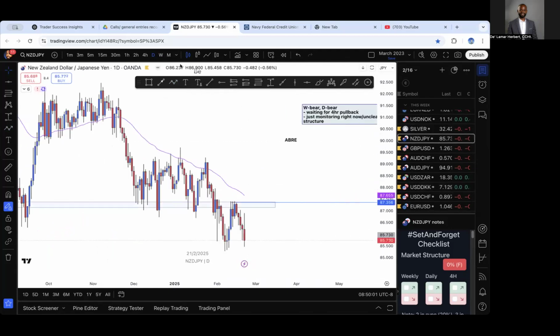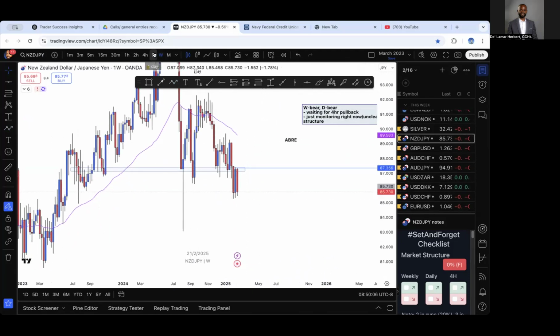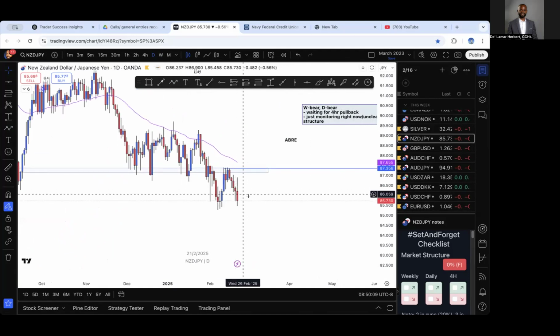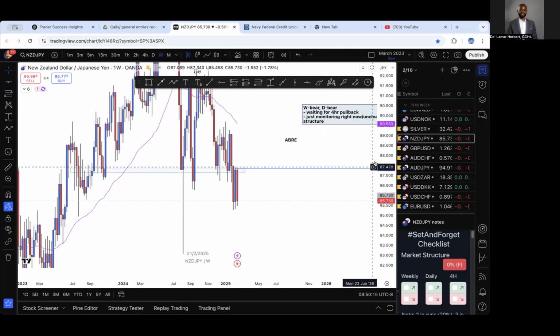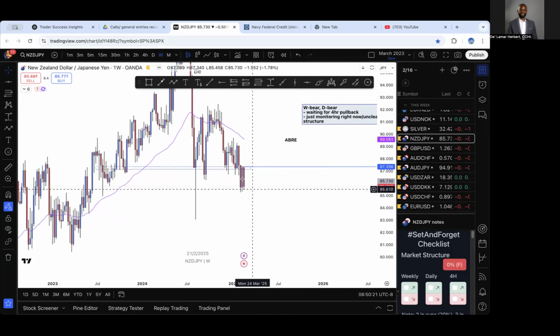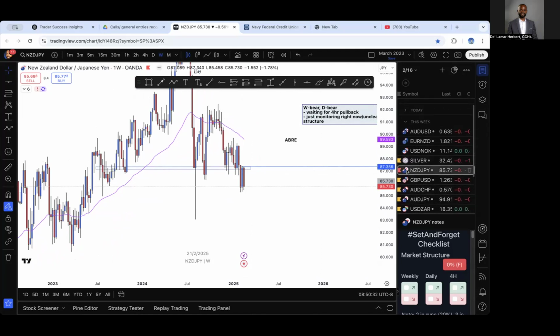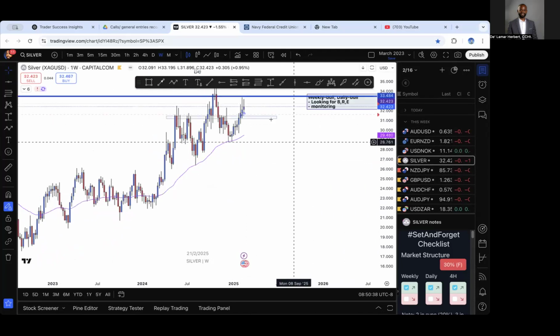NZD JPY weekly is bearish. We've moved away from the AOI, but it's still bearish. Daily is bearish as well. Kind of looks like the move has already started, and we're at that lower low now. I don't even know if this will be a good price to jump in now since it's already moved to a lower low. So I'm going to move this to my, I'll move it later, but not chosen. I don't want to look at NZD JPY for that reason. It looks like it's at the lower low, and they're not in sync. Or they are in sync, but I don't know.